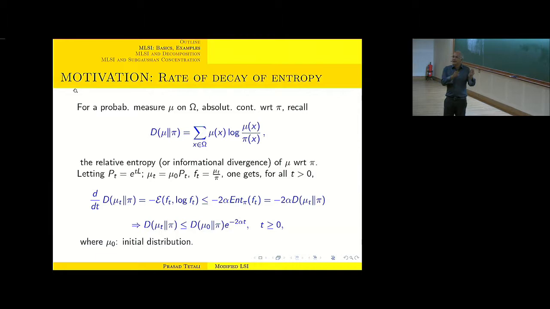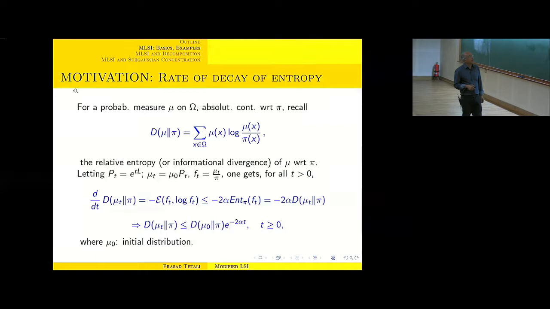As I said, relative entropy, which I'm denoting this way, mu with respect to pi, for two probability distributions on a discrete space, is defined this way. And so, as I said, if f_t is the density with respect to pi, then the relative entropy of mu_t with respect to pi is the same as Ent of f_t. So again, Ent of f_t is the same as relative entropy.